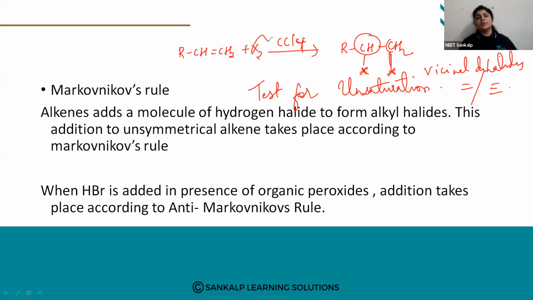So here X2 can be used as bromine. The brown color of the bromine will get discharged in the reaction, and this color change is used for the test for detection of unsaturation in the compound. So this is the unsaturation test. You take an alkene and react it with bromine and carbon tetrachloride. If the color changes, if it decolorizes, that means there is presence of unsaturation. So this is an unsaturation test.